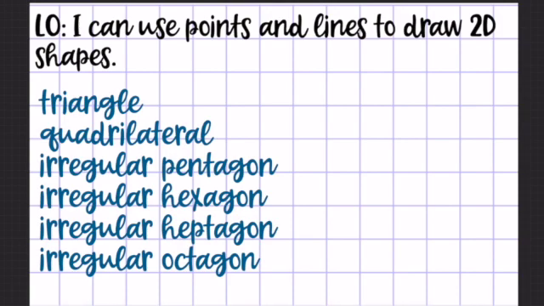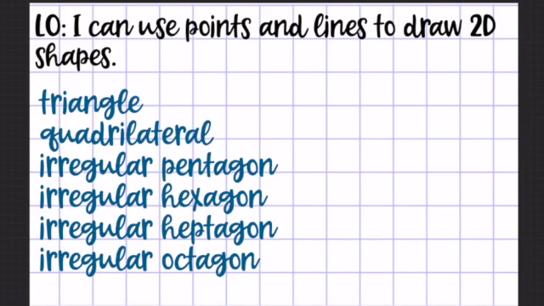All of these shapes are examples of polygons. Polygons are 2D shapes with straight edges. So I'm going to do an example of each one. You could either pause the video after each one and do it with me, or you could wait until the end, but I'll leave that choice up to you.